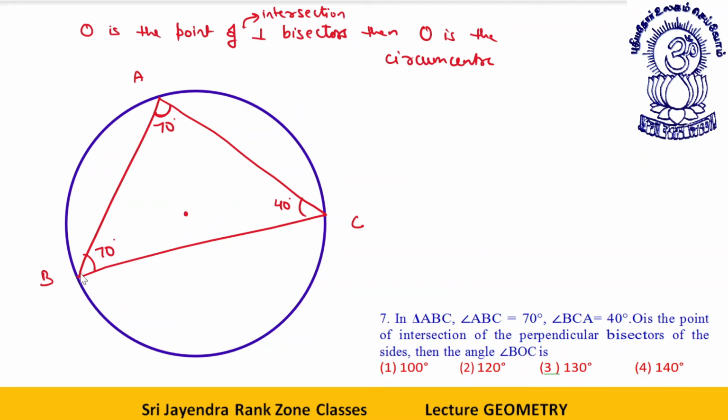Okay, dear students, what will happen if this angle is 70 degree? This angle BOC, this will be how much? This is 70. At the center, it will be double of 70. Double of 70 is 140 degree. I'm sure this is clear to everyone. Okay, let's move ahead.